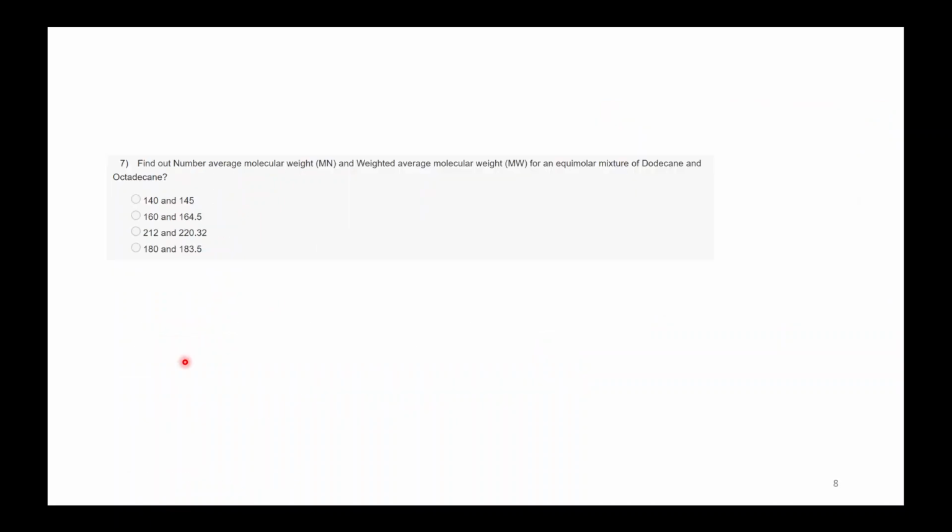Now question number 7. So it is another numerical. In this we have to find out the number average molecular weight and the weighted average molecular weight for an equimolar mixture of dodecane and octadecane. Your options are 140, 145, 160, 164, 212, 220, 180, 183.